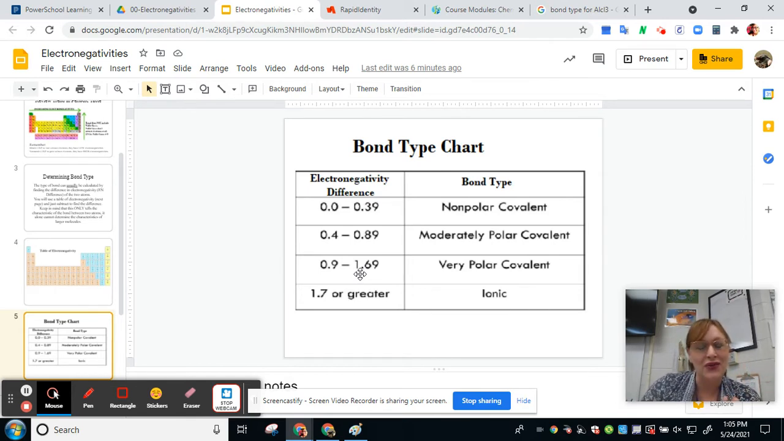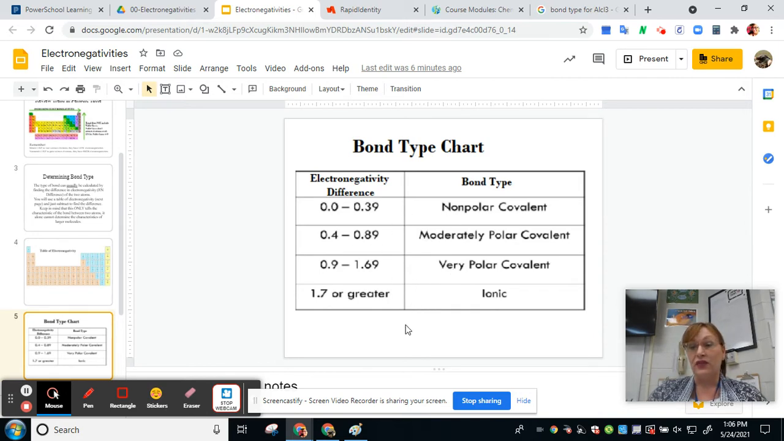exact values that you see on the chart and on the type chart here, because different books that I've seen and websites that I've seen have published slightly different values for these. I've seen an electronegativity difference of 0.4, this one right here, classified as completely nonpolar covalent. This chart says it's moderately or slightly polar covalent. So just go with whatever chart your teacher is giving you or whatever chart is in the book that you're trying to read.